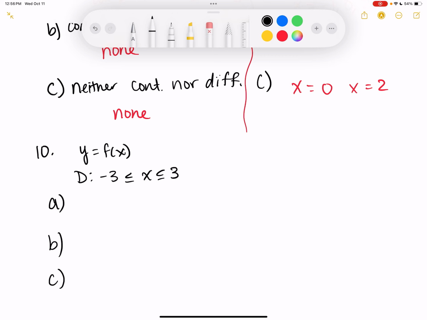I mean, the negative 2 and 2 count as corners. Yeah, either a corner or a cusp. One of the two. So, everywhere but there? Yes, everywhere. It's not a corner, it's a smooth line. All right, it's differentiable everywhere except at negative 2 and 2. So, at all points in negative 3 to 3, except at x equals negative 2 and 2.